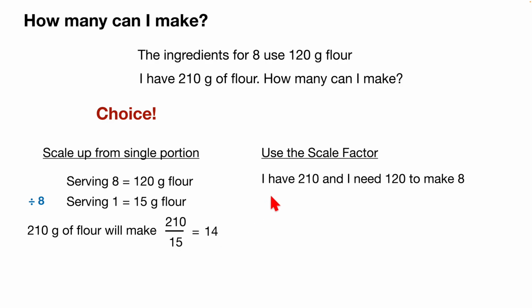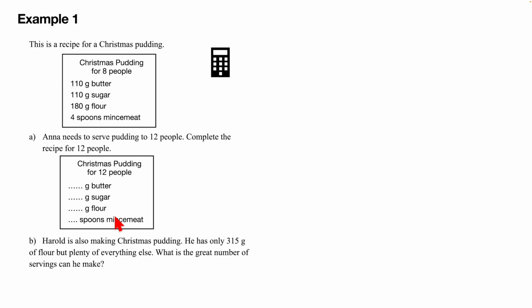Or I can use a scale factor. I have 110 and I need 120 to make 8. So I can make 110 divided by 120. If I had twice as much, I would have a scale factor of 2, but I haven't. I've only got 110 over 120, and I multiply that by the original number I could serve, and that equals 14. So again, this is the more mathematically sophisticated. But this is what I would do if I was a bit flustered. I can't remember very much. Generally, I'm in an exam situation. Best of luck. Let's have a look at some examples.